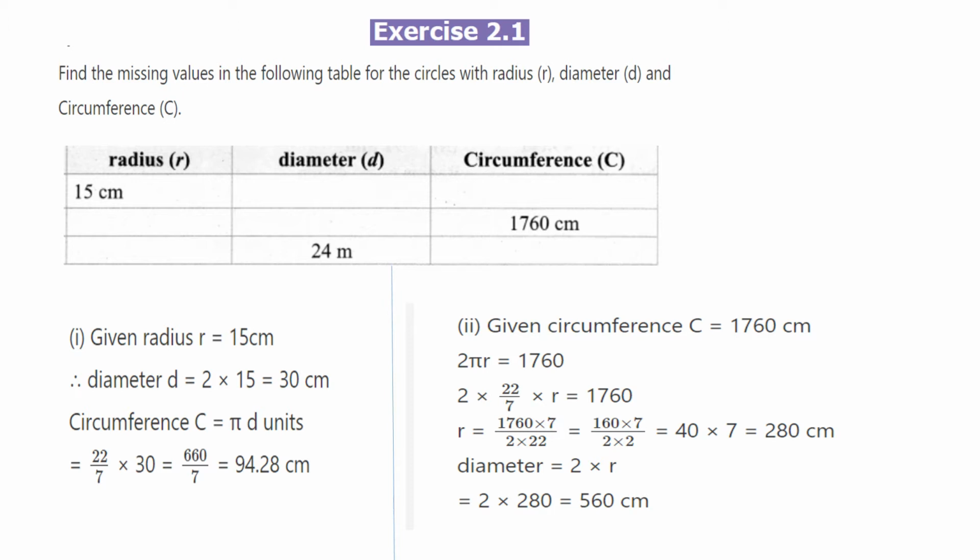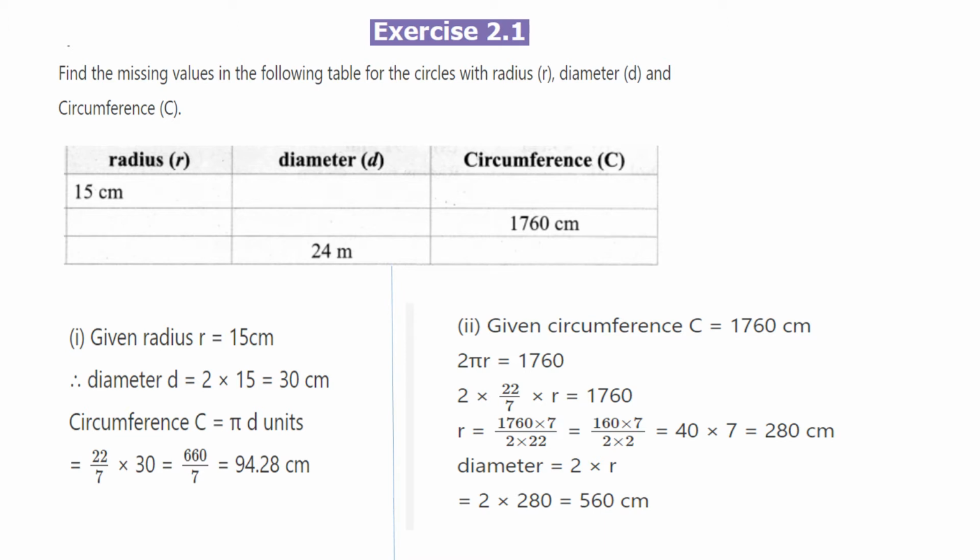We will see exercise 2.1 sums. So here given table, first sum radius given. So we have to find the diameter and circumference. So radius means diameter what? 2 into radius. 2 into radius equal to diameter. So 2 into 15 equal to 30 is diameter.